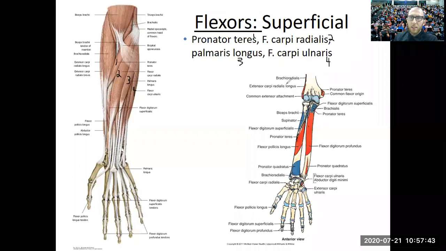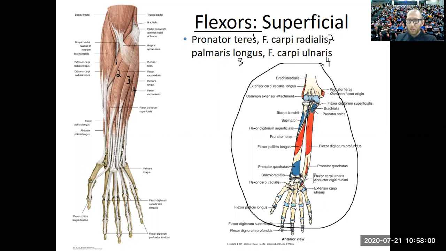All right, so let's look at that superficial layer of the flexor forearm muscles. I've labeled them out here, 4 different numbers. So as you can see, the pronator teres, we've looked at that. Pronation of the forearm, that's going to be first. You can also look at it over here in this view, where it shows you the origin, that medial epicondyle, coming down to the radius itself down in here.